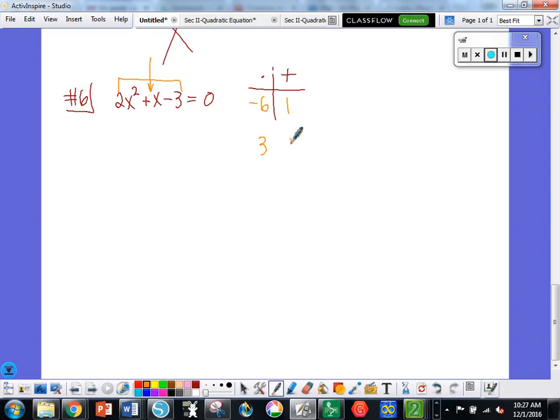So 3 and 2. Is my 3 negative or is my 3 positive? The 3 has to be positive. The 2 is negative in order to get a positive 1. Now I can't go straight to my factors. I can't jump there, right? Who remembers what to do?